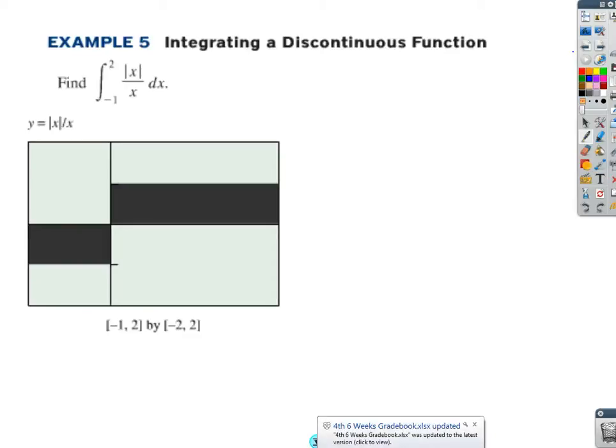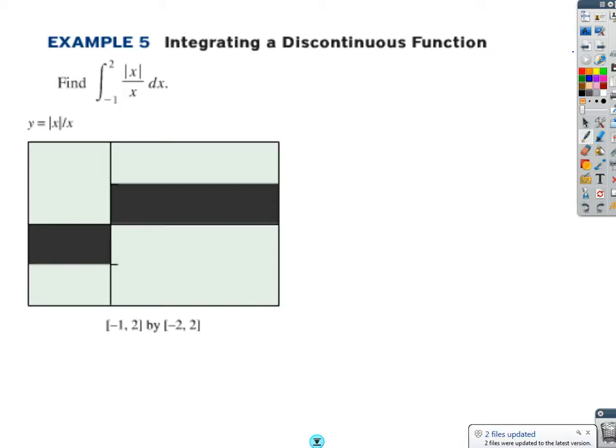So let's talk about some possibilities that can happen on a graph. So far we've been dealing with nice continuous graphs and taking a look at what those areas will look like. Well, one of the next questions that came up is, what happens on a discontinuous function? So here we have the graph for the function absolute value of x over x, and we've seen this graph before. How do I deal with this discontinuity?